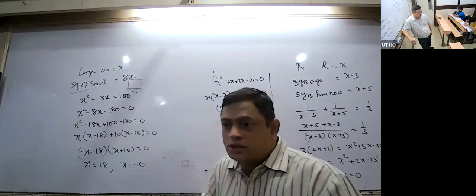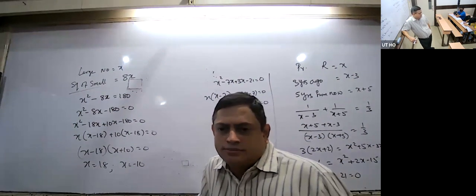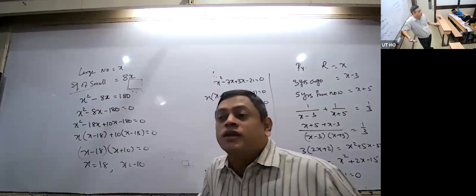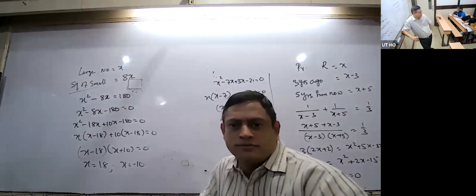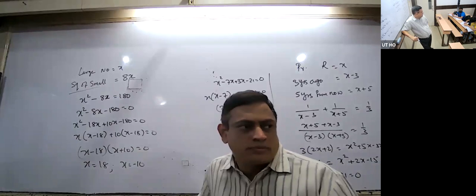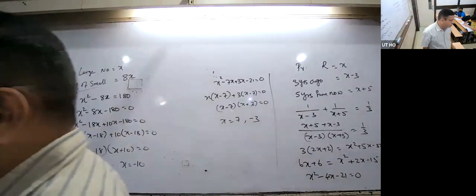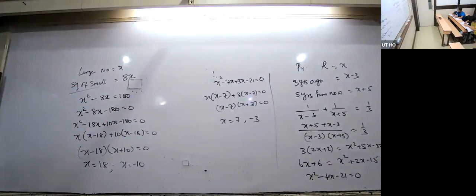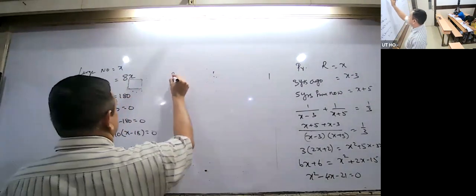Now, x is what? A large number. But x equal to minus 10 is not possible. Why? It is said to be positive. Because 8x will come negative. What is 8x? The square of the smaller number. 8 into minus 10 is minus 80, and minus 80 cannot be a square. So x equal to minus 10 is not possible.